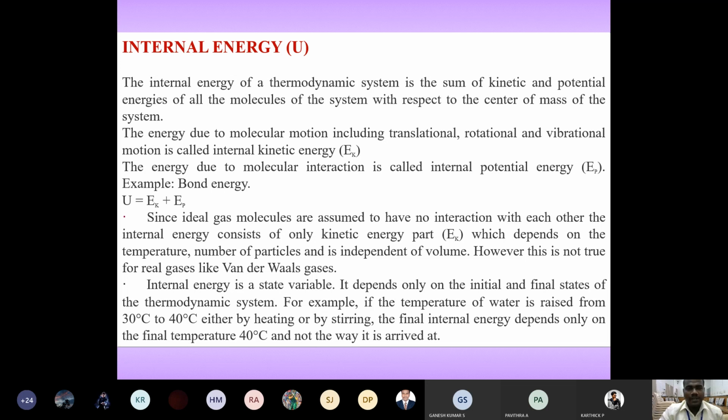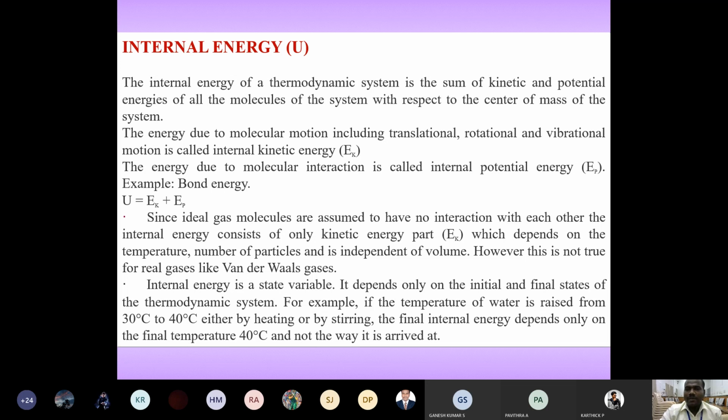The internal energy due to molecular motion, including translational, rotational and vibrational motion, is called the internal kinetic energy. So how can we calculate the kinetic energy? Because of the translational, rotational and vibrational motion, we can get the internal kinetic energy. And how can we get the internal potential energy? The energy due to molecular interaction is called the internal potential energy.